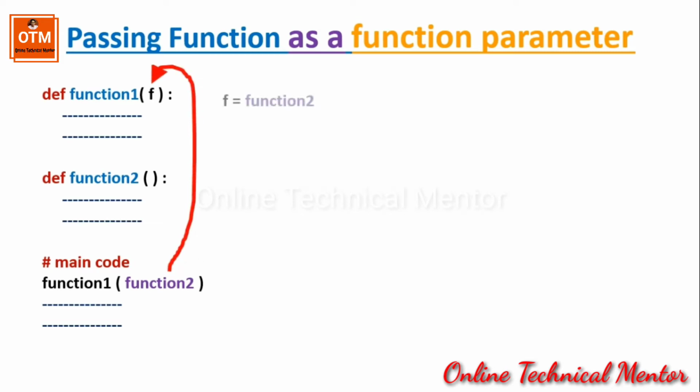That means internally it is doing f equal to function2. The address of function2 will be copied within f. That means f and function2 are pointing to the same block of code, or you can say that f is another name of function2. So executing f is similar to executing function2. Let me show you an example with respect to this explanation.